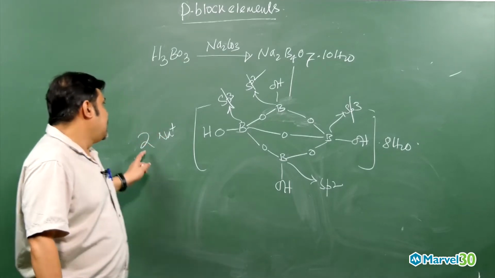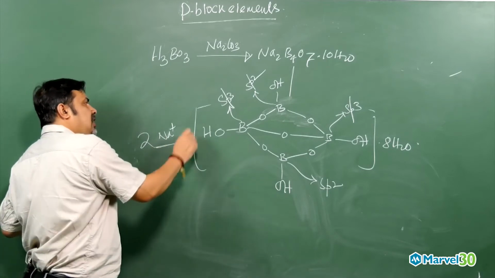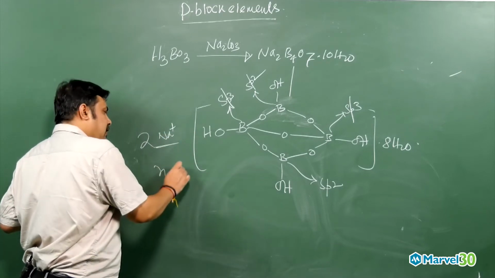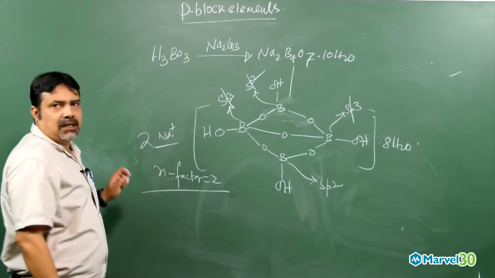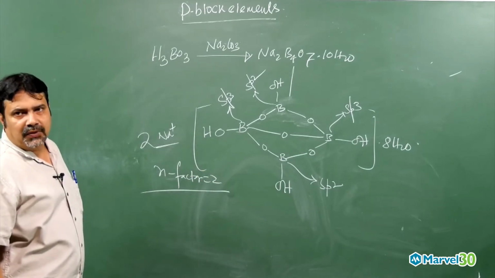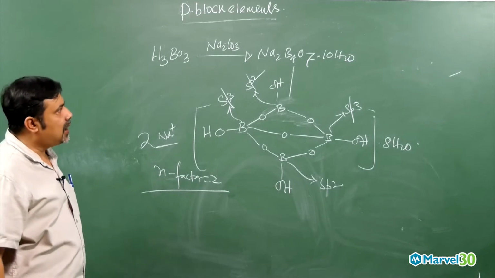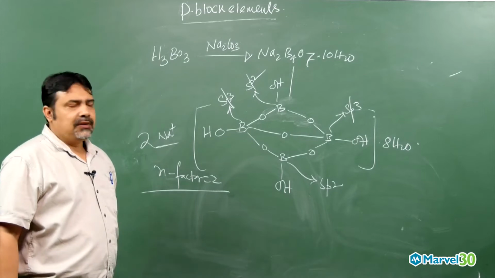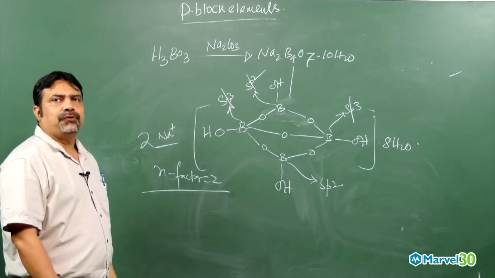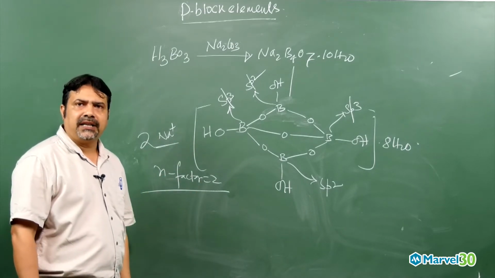Moreover, the overall charge of the salt is 2. What will the N factor be, my dear? The total charge on the cation or anion, if you take the modulus value, is the N factor. So the N factor will be 2, whereas the N factor for H3BO3 is 1. These are the ways they will put forward questions. You got the point, my dear student?